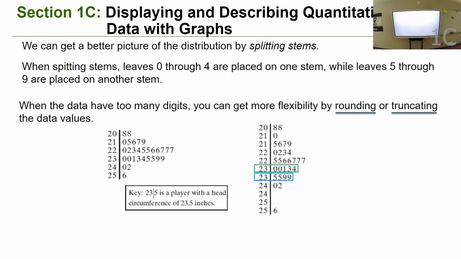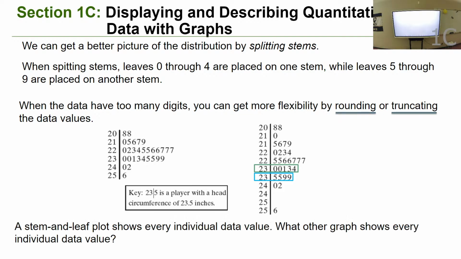When the data has too many digits, you can get more flexibility by rounding or truncating. This one would not have done me any good. This is another one that retains the individual data. So dot plots and stem plots retain the original data. They're the only ones that do. That's important to know because at some point they're going to throw something a little crazy in there and say something a little different. So they retain the original set of data.